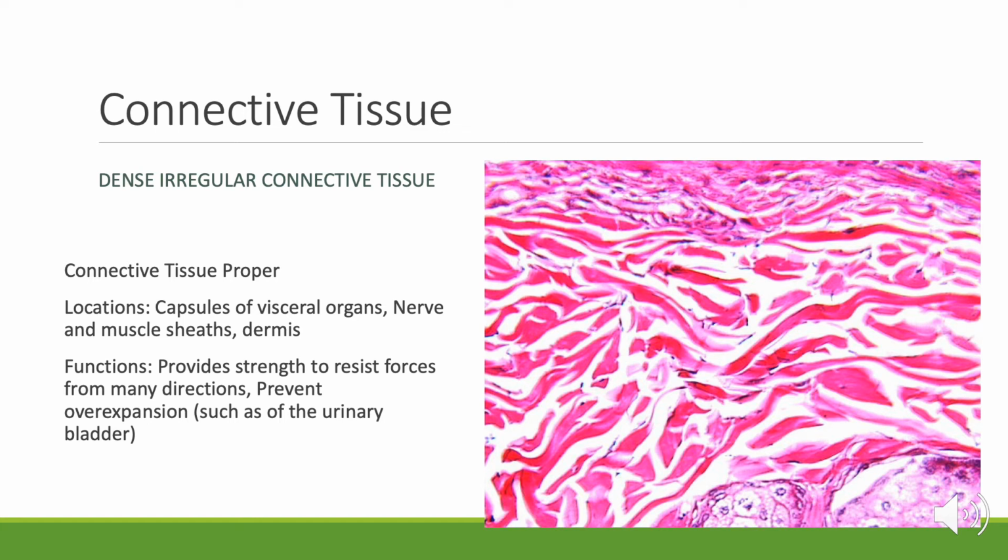So to compare regular and irregular tissues, the regular has fibers that are all aligned and provide support in one direction, while irregular has fibers all over the place to provide support in many directions.